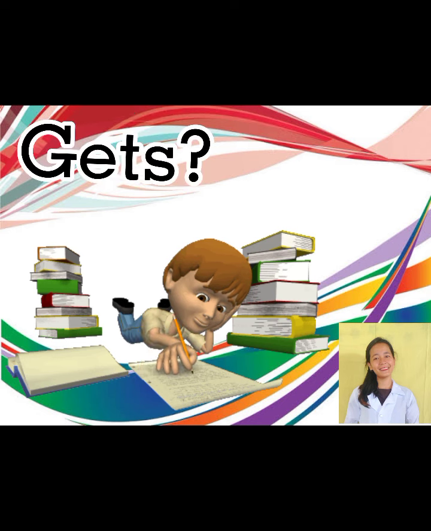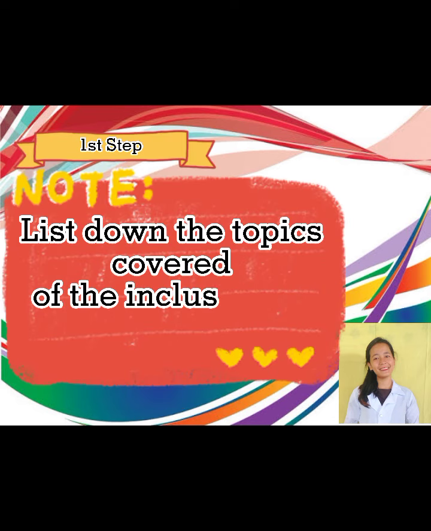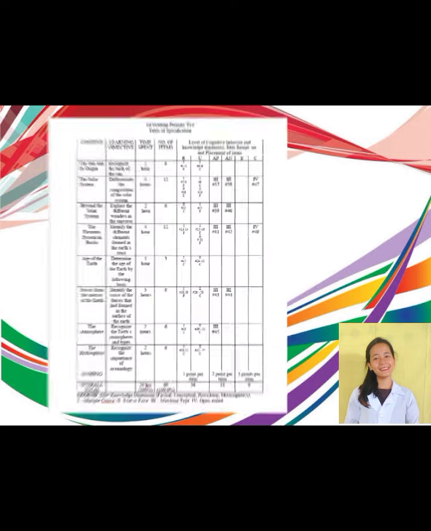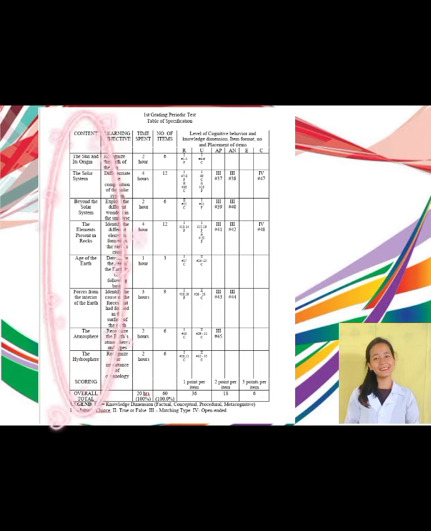So, do you understand the definition and importance of TOS? Well, this time, let's tackle the steps in making a TOS. The first step is to list down the topics covered in the test. In my example, I have 8 topics that should be covered in my periodical test.